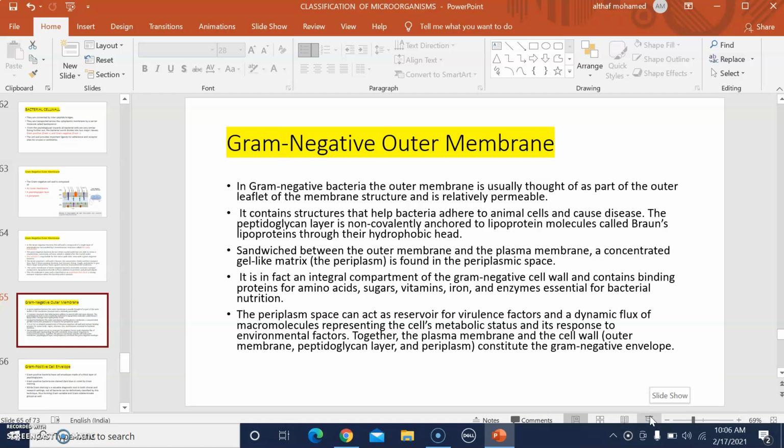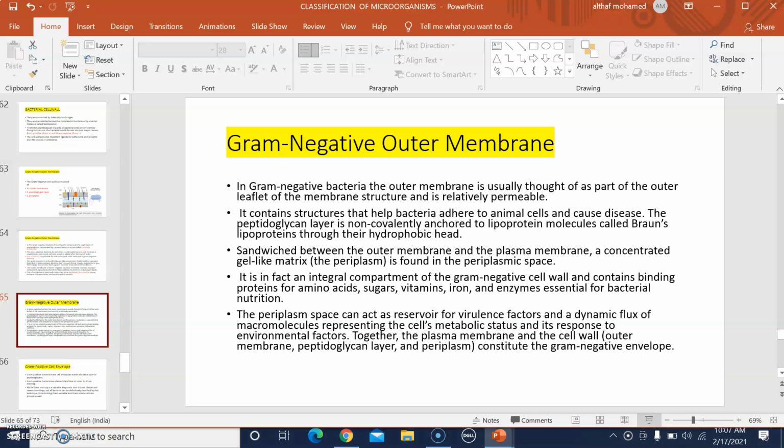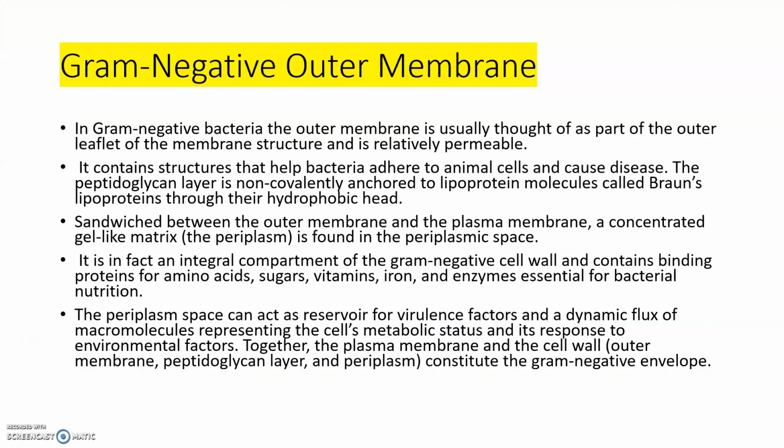Together, the plasma membrane and the cell wall, which contains outer membrane, peptidoglycan and periplasm. These three constitute the gram-negative cell wall. So, together the cell wall and the plasma membrane constitute what? Gram-negative envelope.